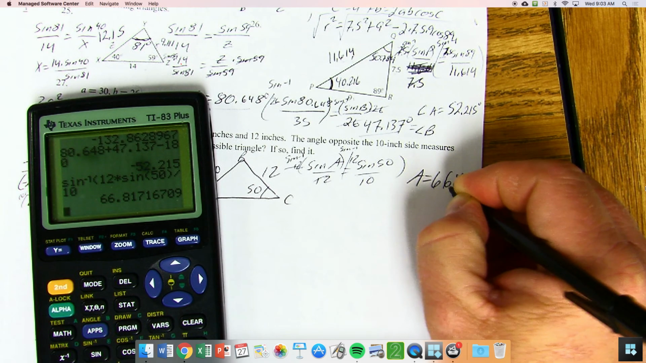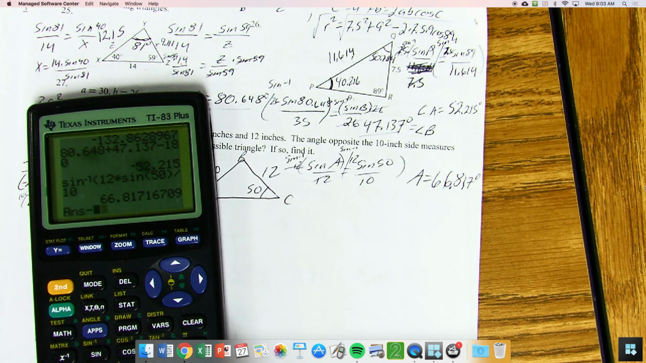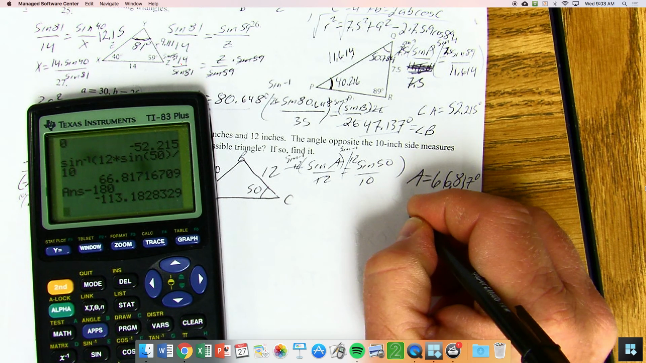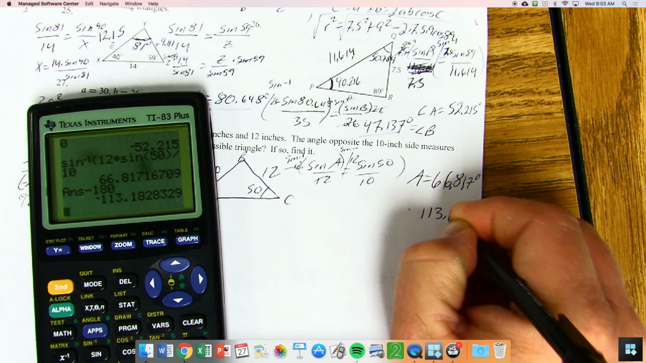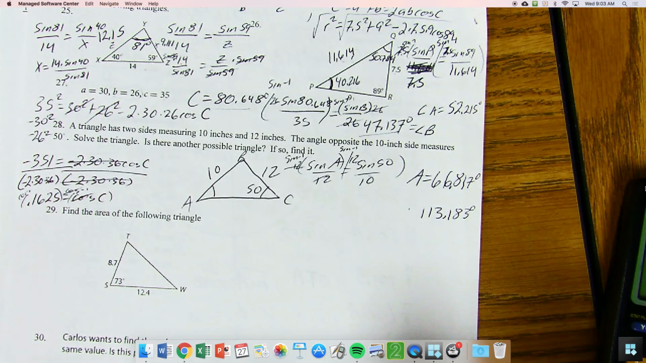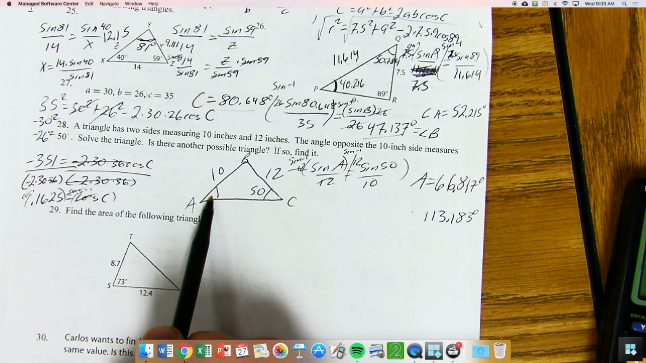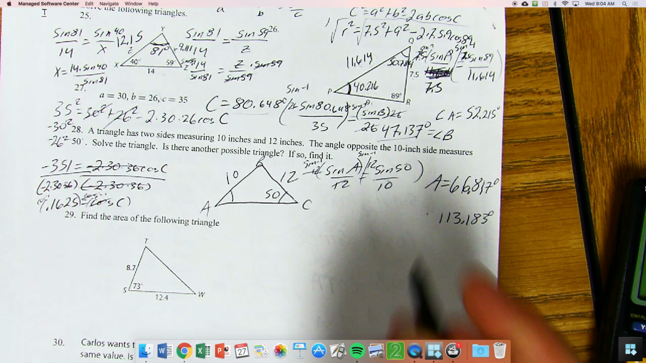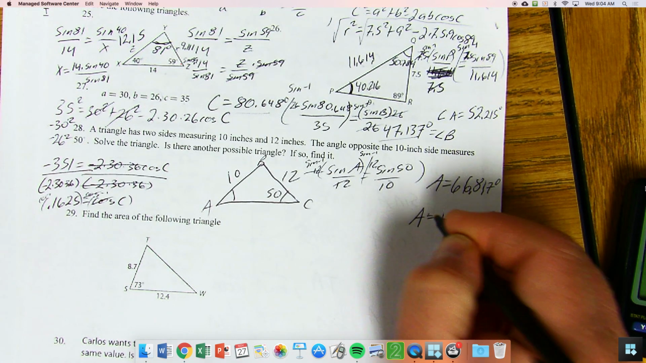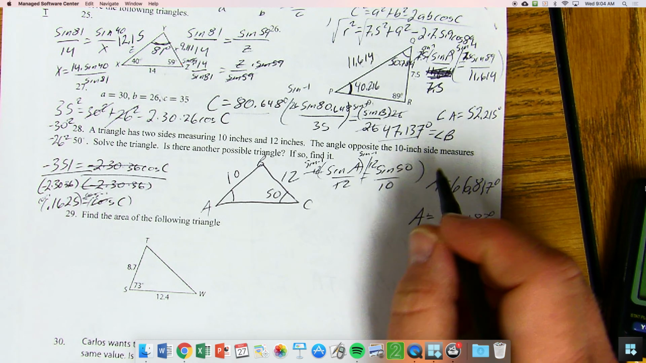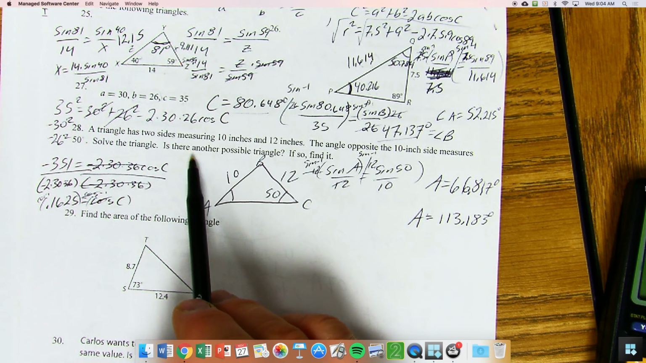Now, if I subtract that from 180, the ambiguous angle is 113.183. Let's see if that makes any sense. Well, if this was 113.183, is that the biggest side? It is. So yeah, there's an ambiguous triangle that could happen here. So there is another triangle possible.